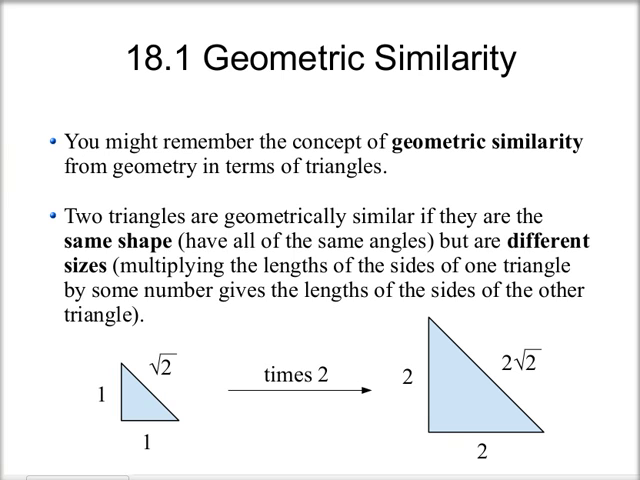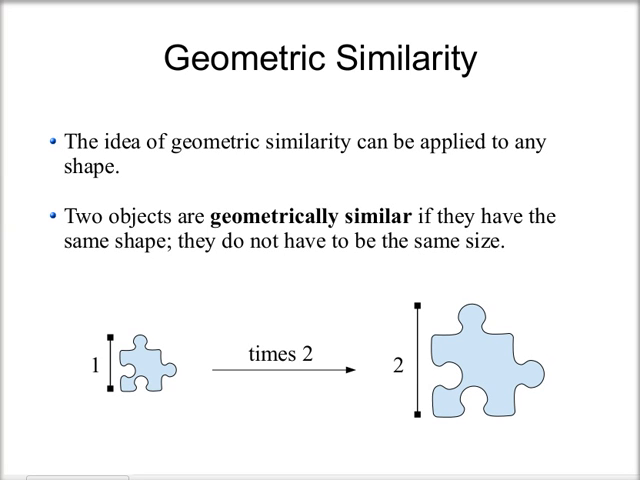Then multiplying the lengths of the sides of one triangle by some number will give us the lengths of the sides of the other triangle. So you can see in my picture down here that if I take the sides of the smaller triangle and multiply their lengths by 2, then I'll get the lengths of the sides of the larger triangle. And this works for other shapes as well, not just triangles. Two objects are geometrically similar if they have the same shape, but they don't have to be the same size.